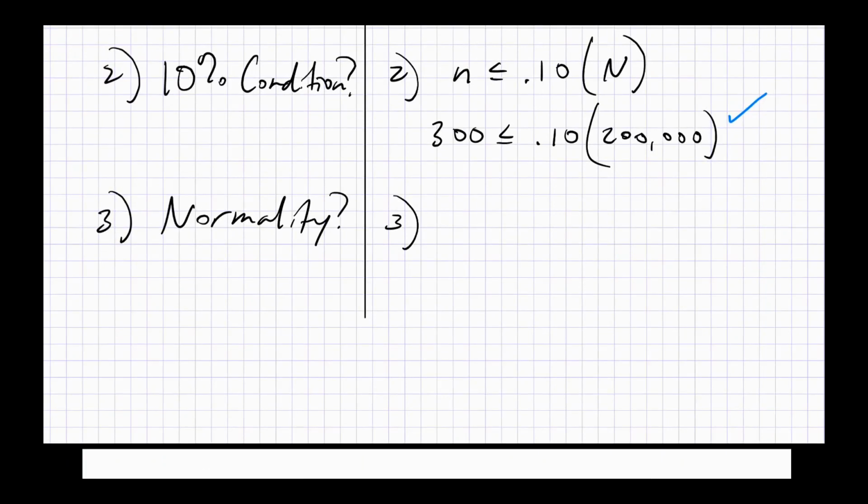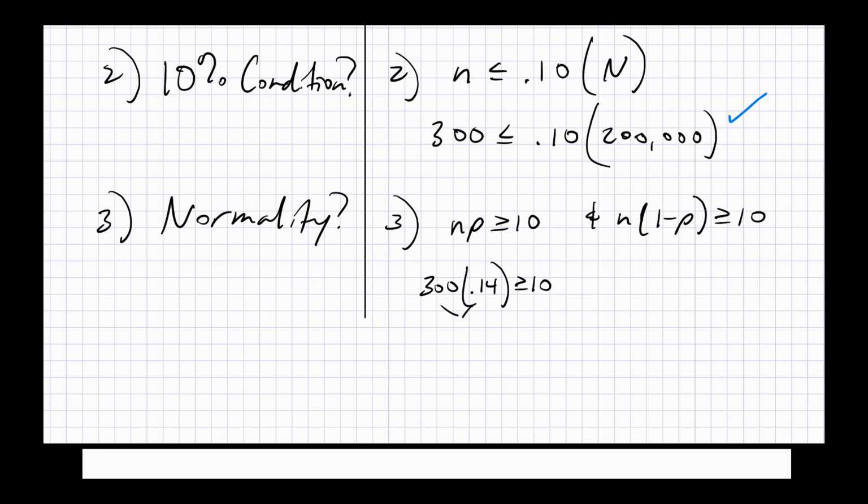Okay. N times p is greater than or equal to 10, and n times 1 minus p is greater than or equal to 10. N is 300. What was p? 0.14. So when I multiply 300 times 0.14, I get 42. 42 certainly is bigger than or equal to 10.